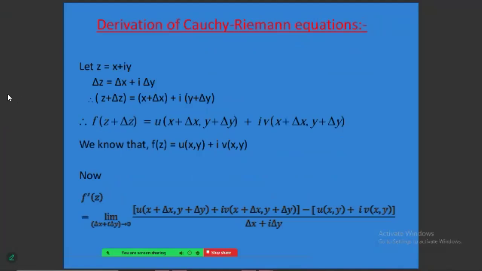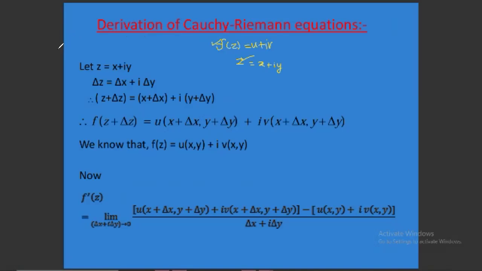Now let us consider. We know that f of z is equal to u plus iv. So z is equal to what? x plus iy. Z is a complex variable and f of z is a complex function. So let us consider the variable z is equal to x plus iy.